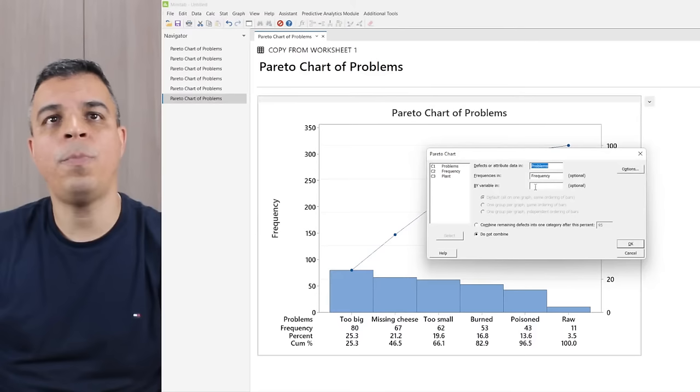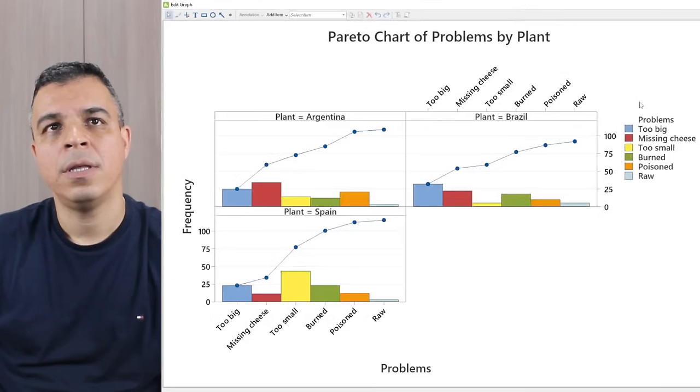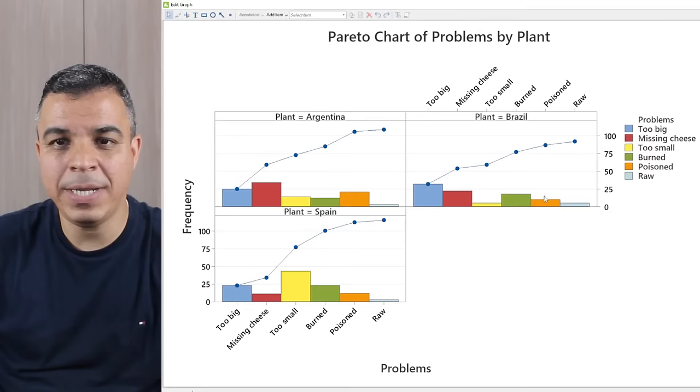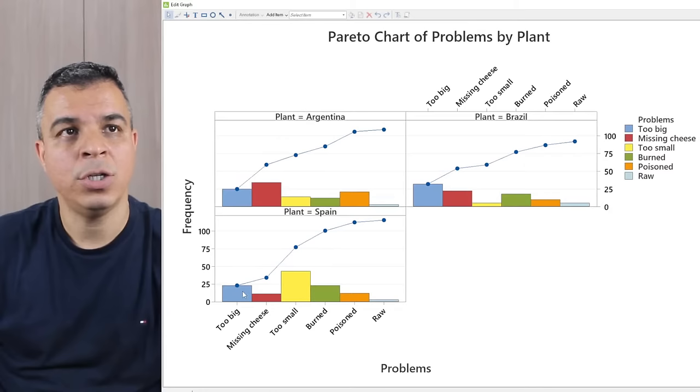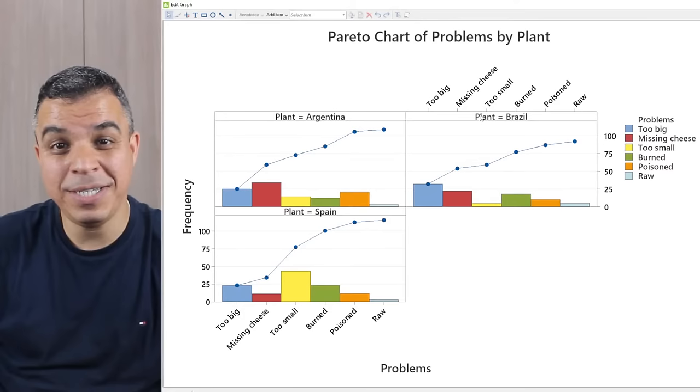And then you have different options here. Let's go through all of them. You have the default, where we are not ranking, we are keeping the same sequence, so we can see too big for Argentina, too big for Spain, too big for Brazil. For Brazil, too big is the most critical, but for Argentina, no. For Argentina, the most critical problem is missing cheese. Yeah, the red is missing cheese. For Spain, it's too small.